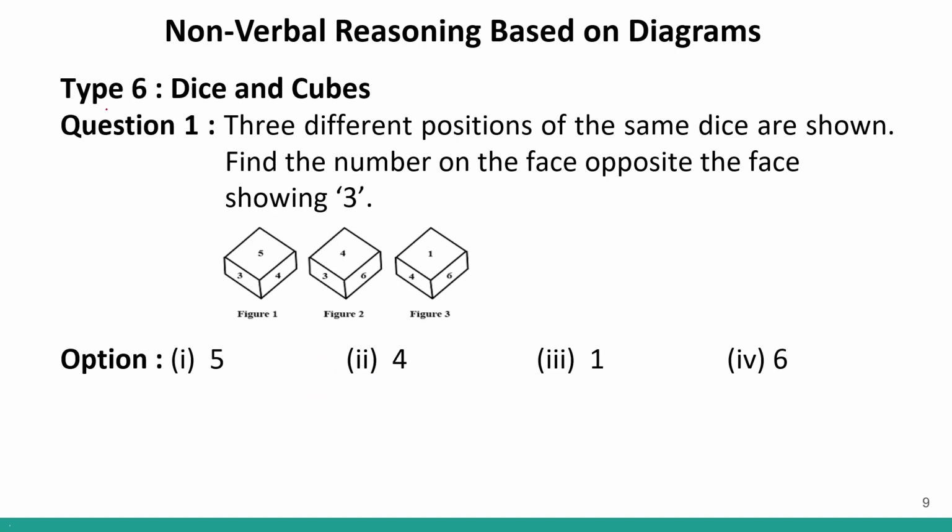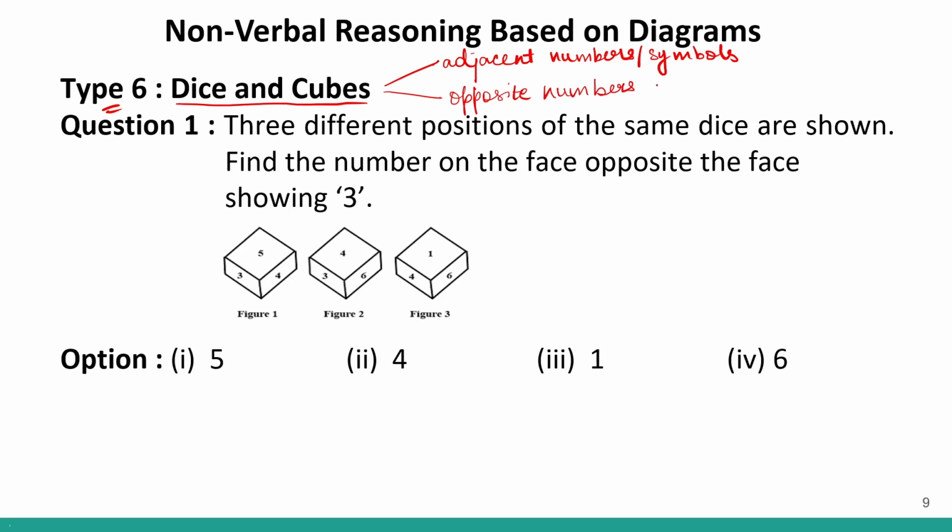Then we have type 6, that is dice and cubes. So in dice and cubes, 2 concepts were there. First was adjacent numbers. Adjacent numbers can never be opposite numbers or symbols. Correct? And then we discussed the concept of opposite numbers or symbols, and opposite numbers can never be adjacent to each other. So these were the 2 concepts, adjacent or opposite. So either or, that is the relationship.